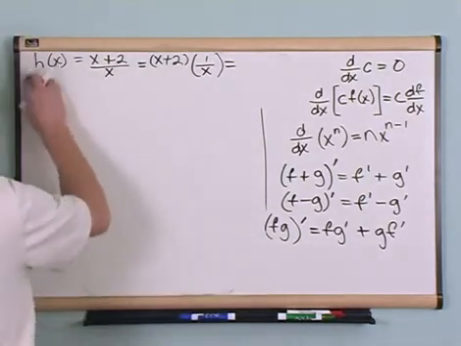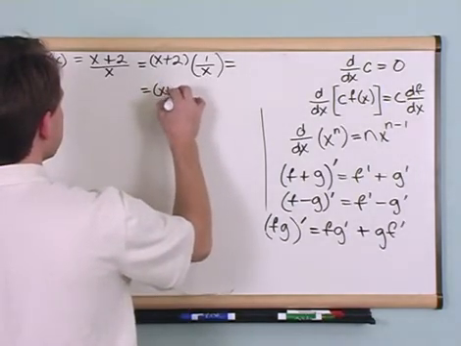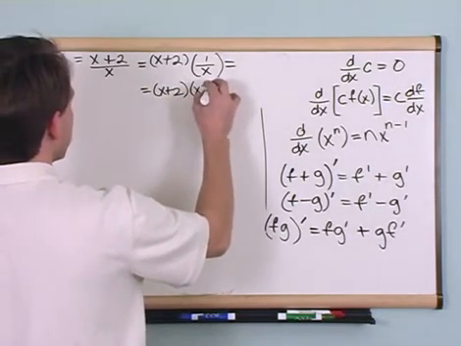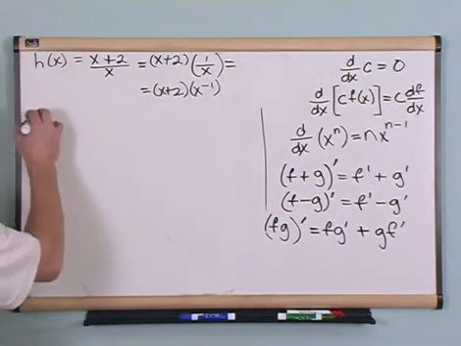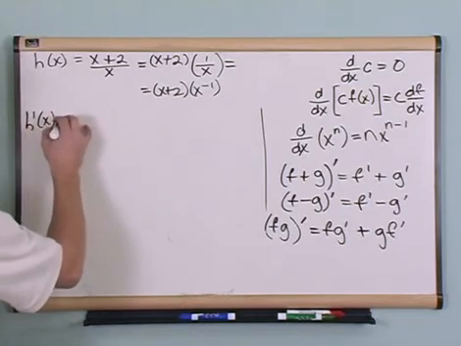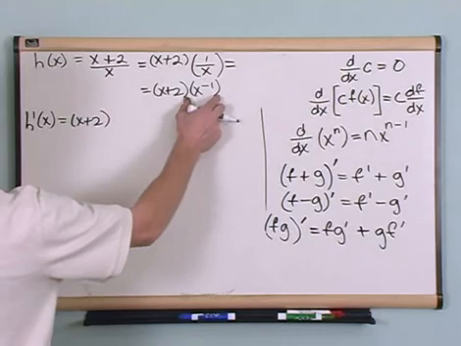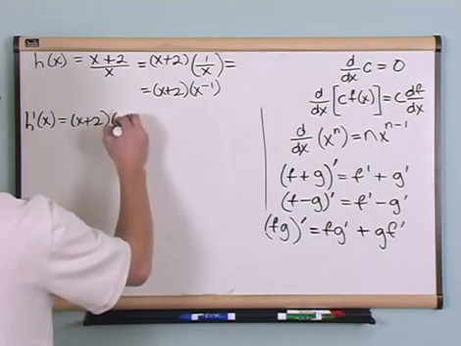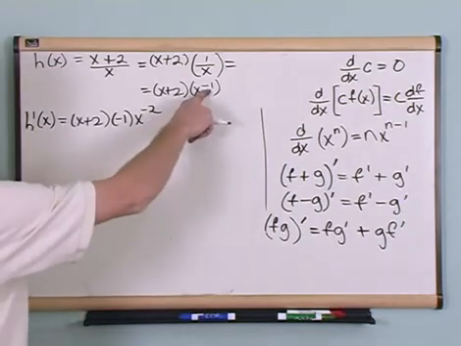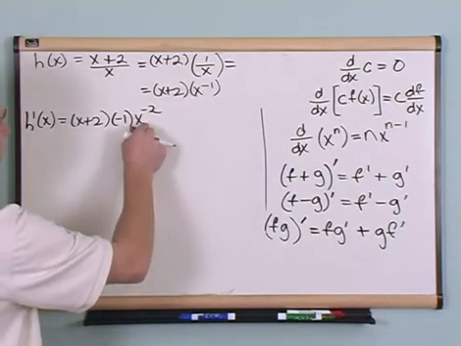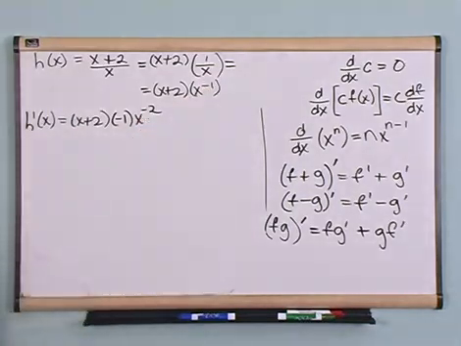let me just do it more clearly here. This is simply equal to x plus 2 times x to the negative 1. I'm just rewriting that as x to the minus 1. So if I'm taking the derivative, okay, I can say it's the first, x plus 2, times the derivative of the second, which is minus 1 times x to the minus 2. Negative 1 comes out times x, and then the exponent is negative 1 minus 1, gives me negative 2.